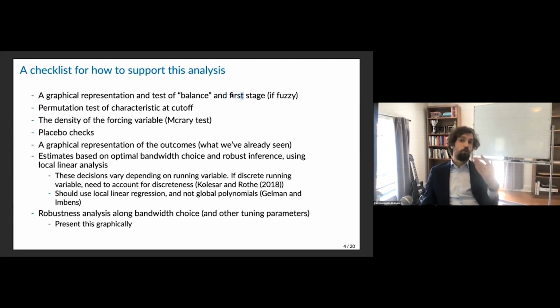And also potentially your quote unquote first stage, like your treatment, if it's something that is fuzzily manipulated. So if it's something where you go across the boundary and you're much more likely to have take up, but it's not 0, 1, that's your first stage for a fuzzy RD.